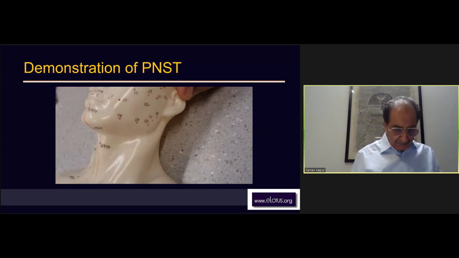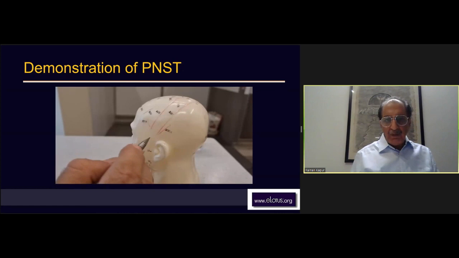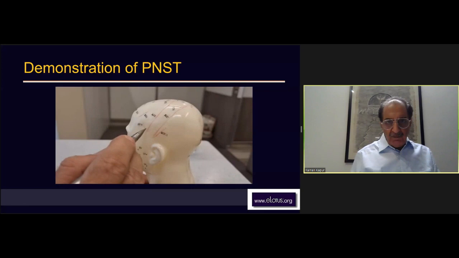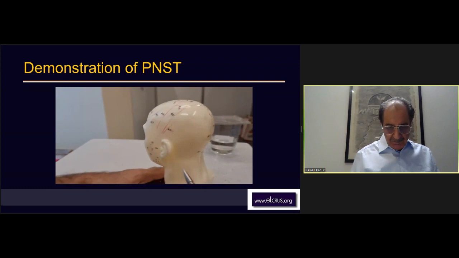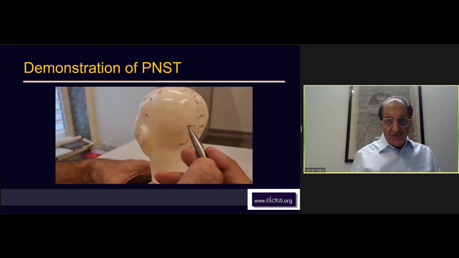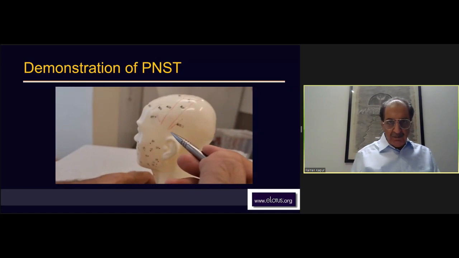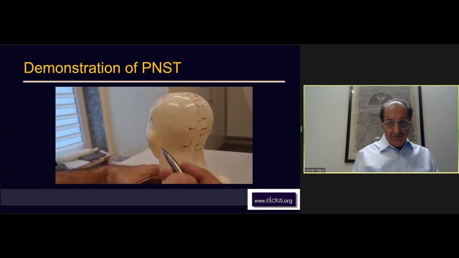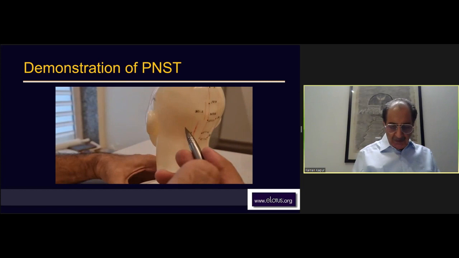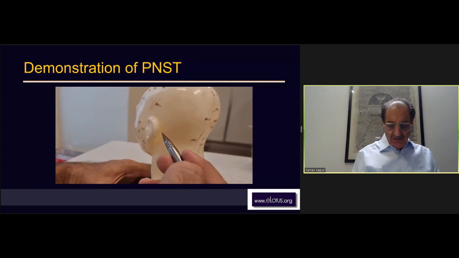Then points on the side of the head. Gallbladder 4, 5, 6, stomach 8. Then make a line from the external occipital protuberance to DU20. And points are GB10, 12.2, GB19, triple warmer 20, GB8, and GB9. And now draw a line from DU16 to GB12 and prickle GB20, GB12.1, GB11, GB12, 4 points.